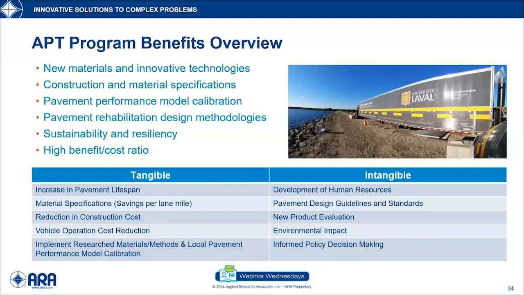We can calibrate pavement performance and thus fine-tune pavement design methodologies. We can actually look into sustainability in a more accurate and more rapid way. We will have tangible and intangible benefits. We all see the tangible ones: reduction in construction costs, savings throughout the agency, better vehicle operational cost reductions, but also intangible ones. We can develop human resources.